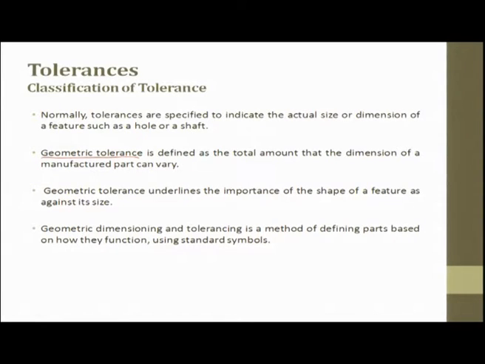So, what is geometric tolerance? Geometric tolerance is basically defined as the total amount that the dimension of a manufactured part can vary. The geometric tolerance underlines the importance of the shape of a feature and not the size, as against the size. This is a very important point to be noted. So, geometric tolerance underlines the importance of shape.